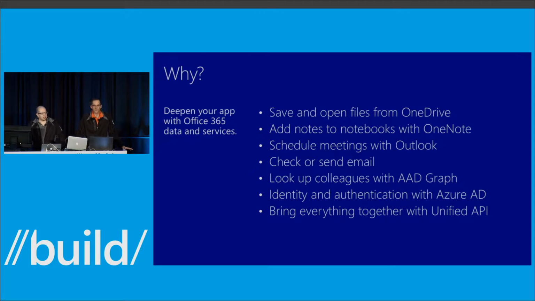So these are many of the different operations you can perform with mobile applications you create on any of the platforms we've mentioned. Opening things in OneDrive, OneNote, Outlook, sending email, interacting with the AAD graph, authentication via Azure Active Directory, and using the unified API to bring all those services together. So these are many different ways that you can integrate your application with Office 365.